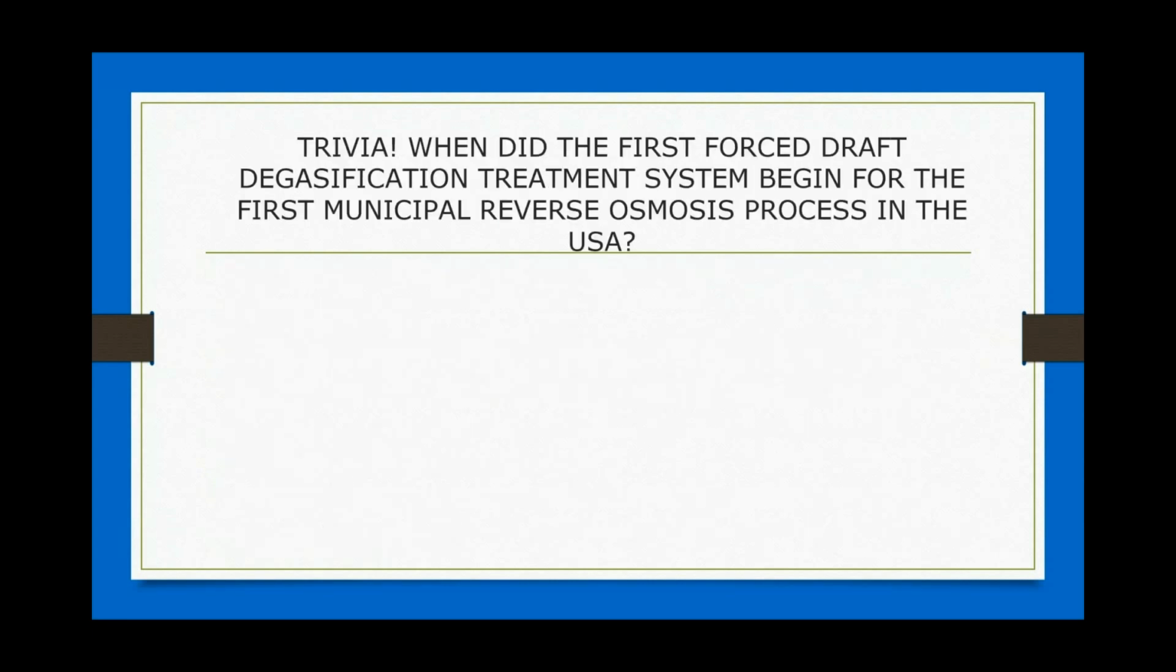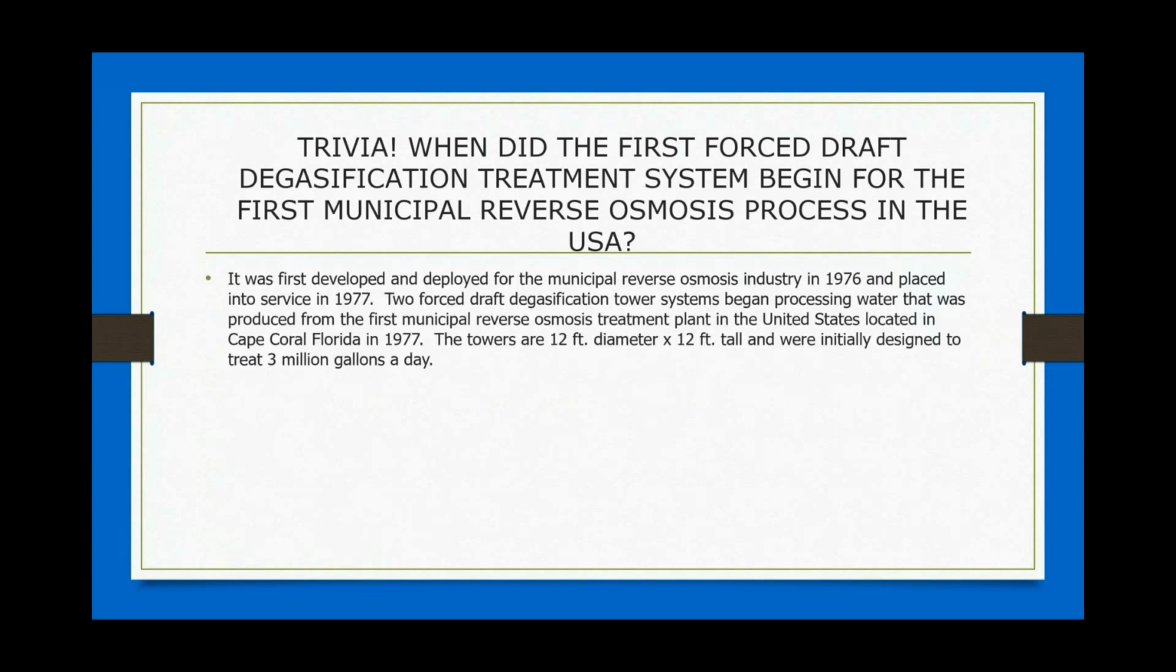So here's a trivia question for everyone who's online. When did the first forced draft degasification treatment system begin for the first municipal reverse osmosis process in the United States? It was first developed and deployed for the municipal reverse osmosis industry in 1976 and placed into service in 1977. I was actually on this project at that time.